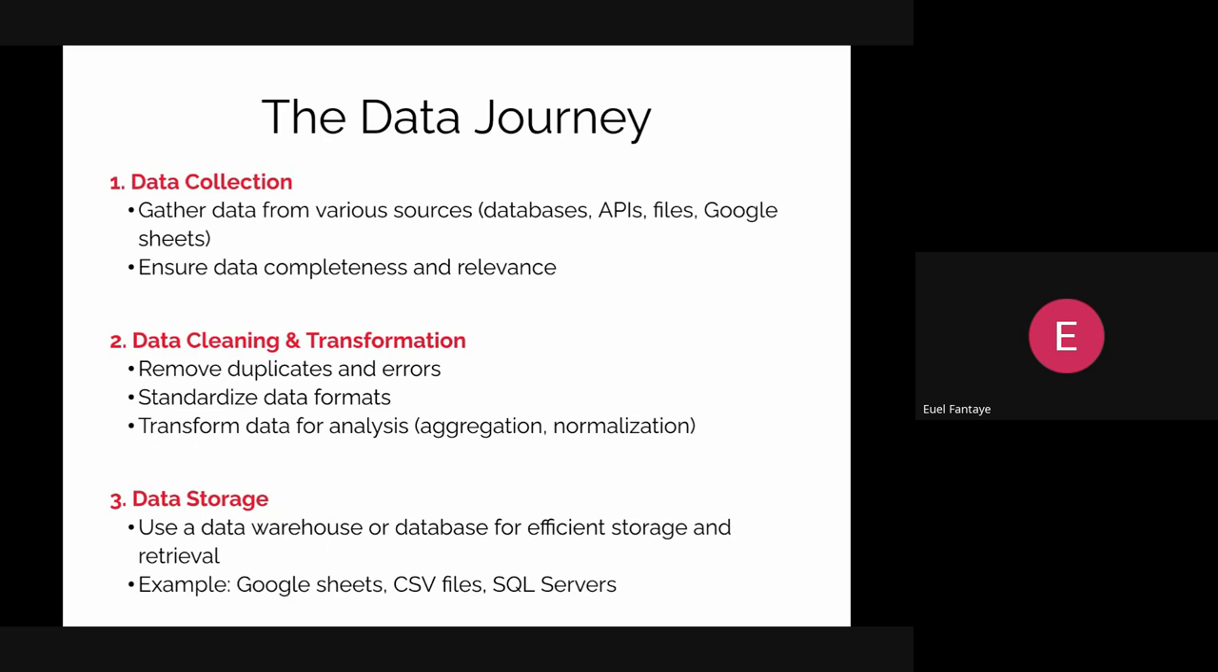This data can be found in APIs, in Google Sheets, in CSV files, in databases. So the first part is identifying what kind of data I have and what the sources are. Then the second thing is to ensure the completeness and relevance of that data. This is why we first identify who our user is and the purpose of the dashboard. When you are in the data collection process, or if you have been given the data, you have to make sure the data is complete and relevant to the dashboard that you want to build.